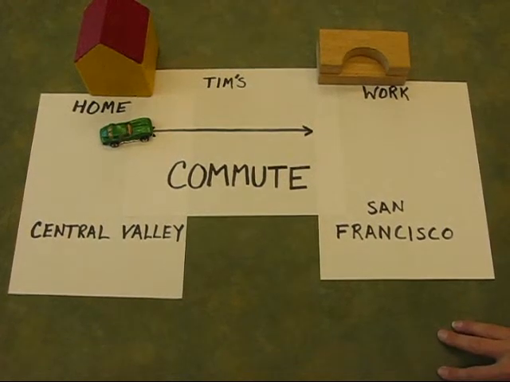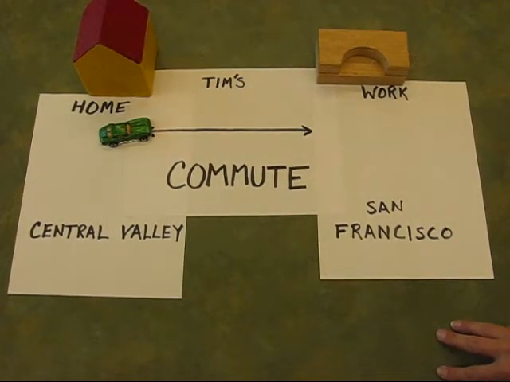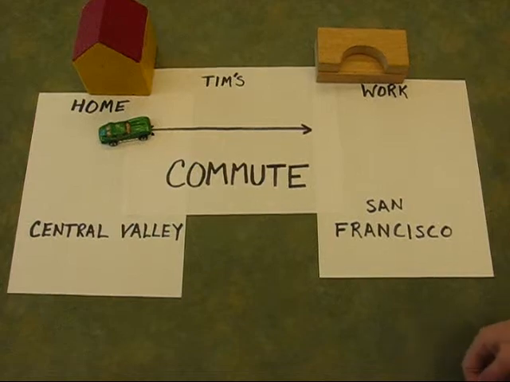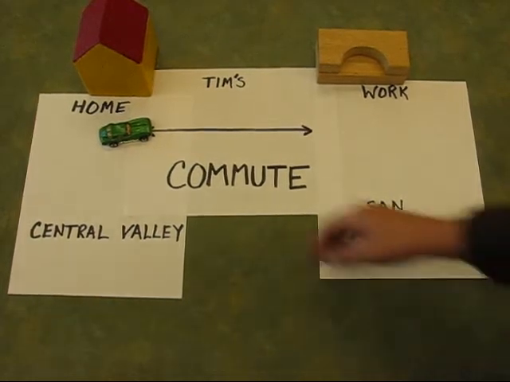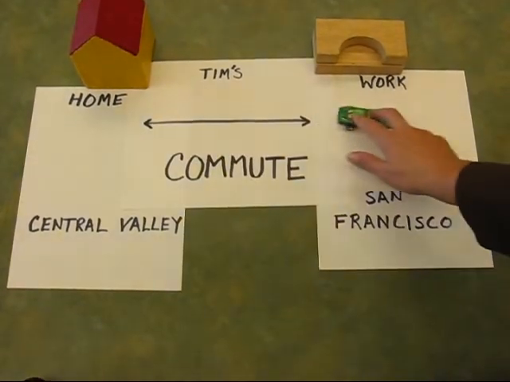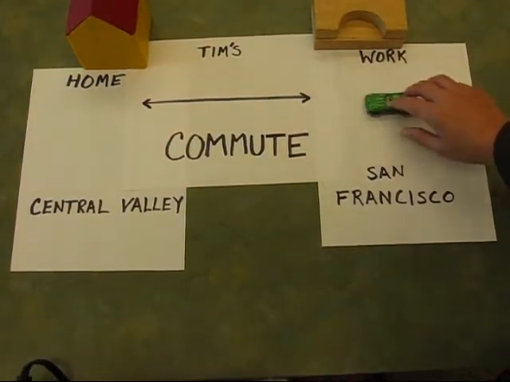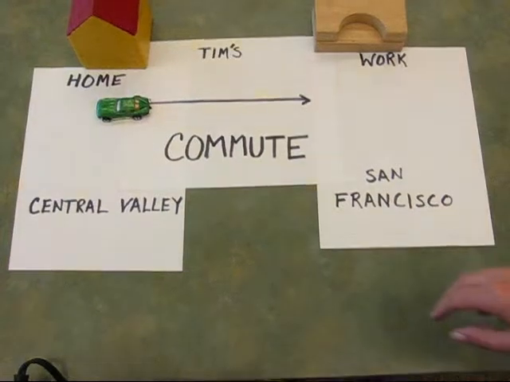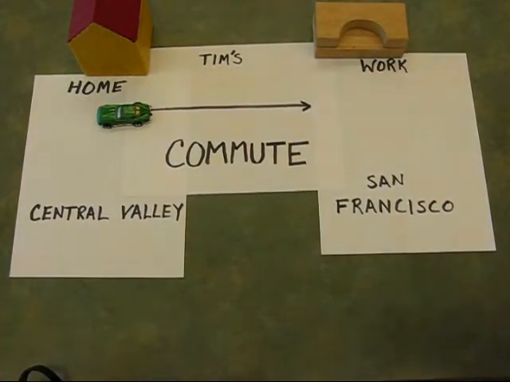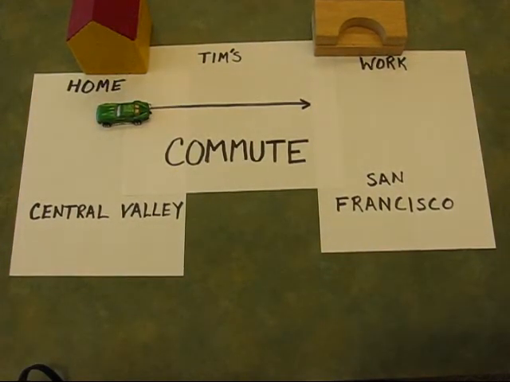My brother used to work in San Francisco. He lives in the Central Valley of California, and he had to commute to work. He would go from home to work, and then at the end of the day, he would turn around and go from work to home. Now, it didn't matter which direction he was going. It was the same distance, whether it was home to work or work to home. Order did not matter. The commute was the same length.